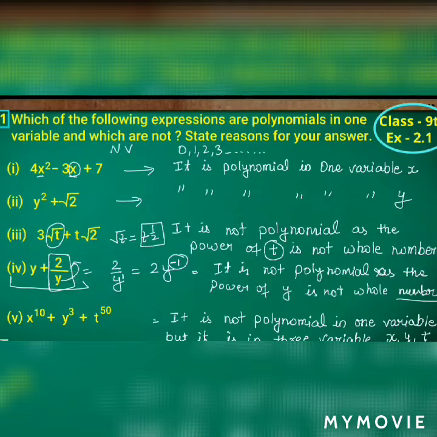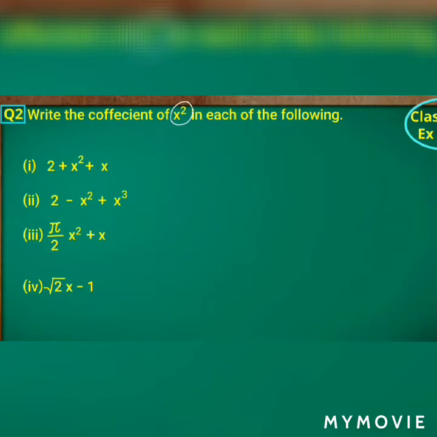Now come to the last sub question of the first question. X power 10 plus y power 3 plus t power 50. If you observe here, we have three different variables, isn't it? One term has x, one term has y, one term has t. So again it is not a polynomial in one variable. Polynomials in one variable are made up of a single variable, but this is a polynomial in three variables x, y, t, and not a polynomial in one variable.